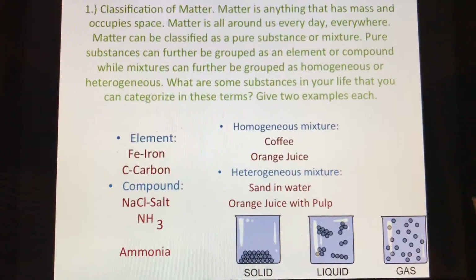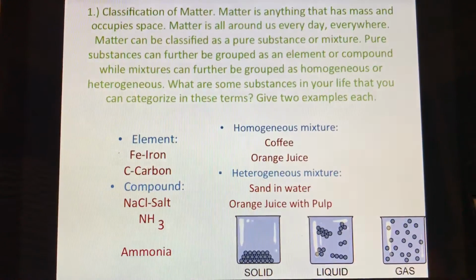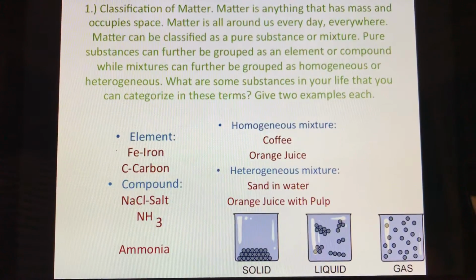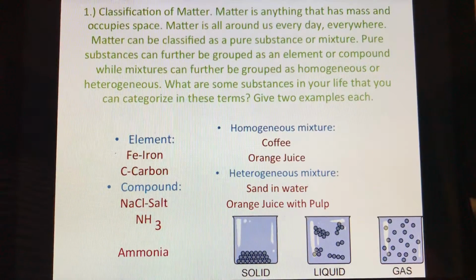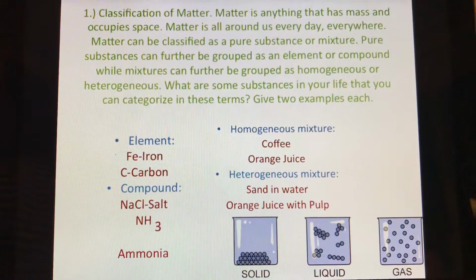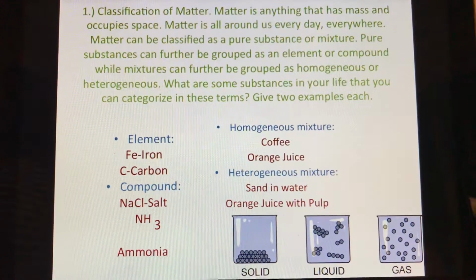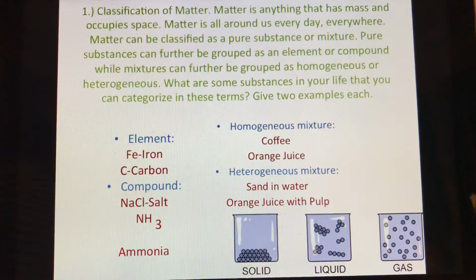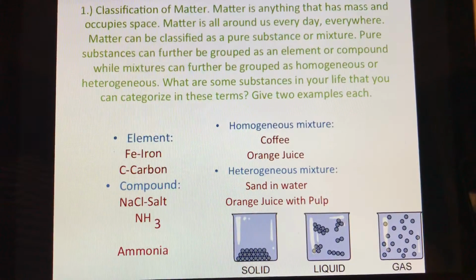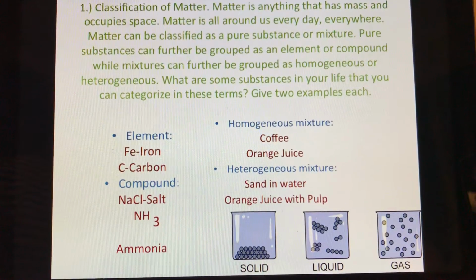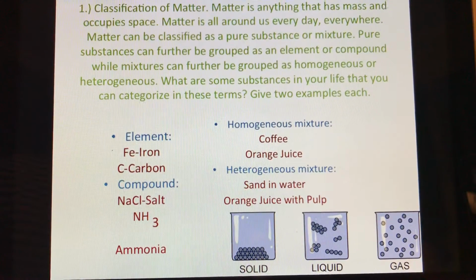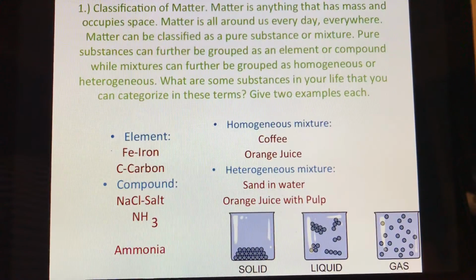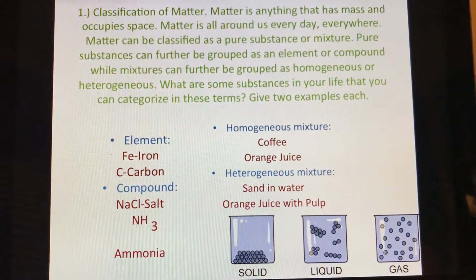Okay, so we're going to first start off with the classification of matter. Matter is anything that has mass and occupies space. Matter is all around us, every day, everywhere. Matter can be classified as a pure substance or mixture. Pure substances can further be grouped as an element or compound, while mixtures can further be grouped as homogeneous or heterogeneous. What are some substances in your life that you can categorize in these terms?